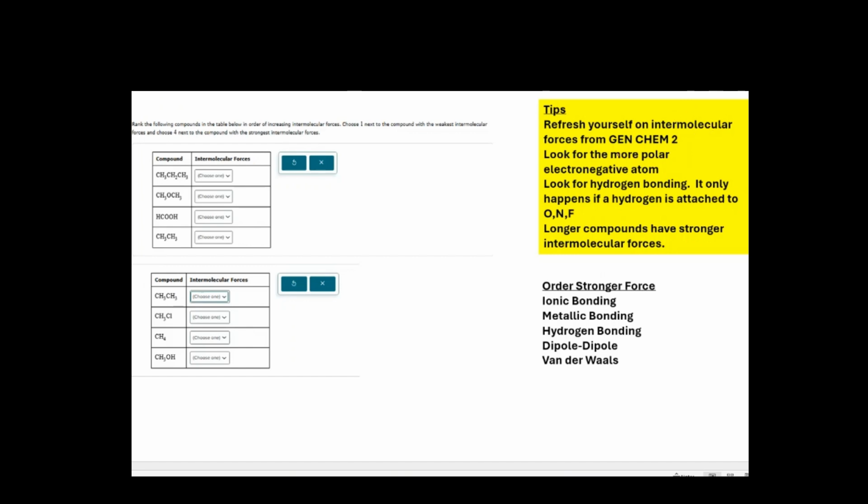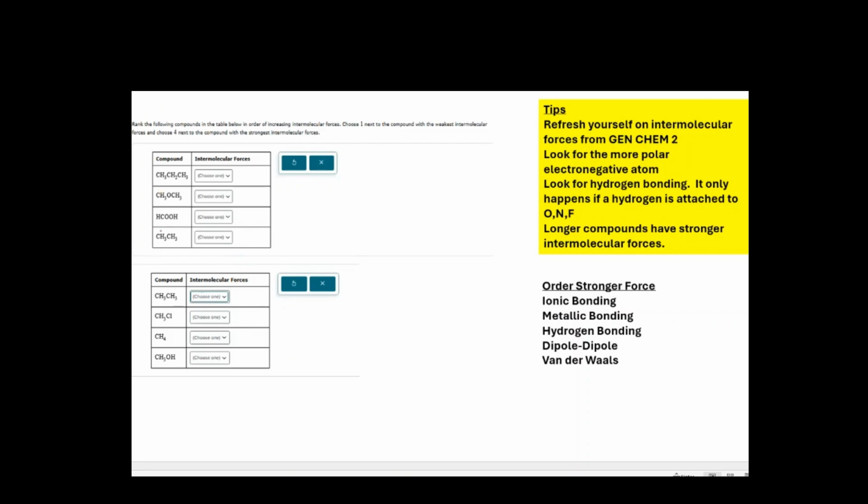Look for the more polar, electronegative atoms. Look for hydrogen bonding, and remember, it only happens if hydrogen is attached to oxygen, nitrogen, or fluorine. And then longer compounds have stronger intermolecular forces. So right here below, I wrote the chart from strongest to weakest intermolecular force, and we'll see what we have here.